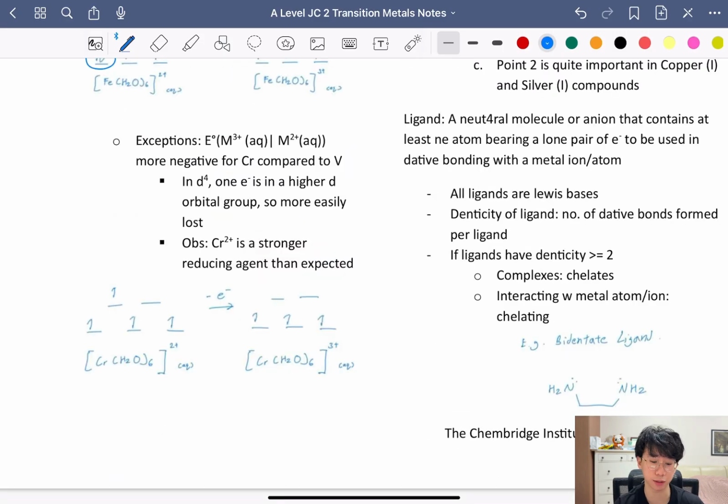There's also another exception where the E0 value is actually more negative for Cr compared to V. Now this is because in d4, one electron is in a higher d orbital group, so it's more easily lost. And the observation is that Cr2+ is therefore a stronger reducing agent than expected. So if you look at the diagram over here, you realize that this electron that I've circled is of a higher energy level and therefore is more easily lost compared to the electron in vanadium. And therefore, chromium tends to be a stronger reducing agent in the 2+ oxidation state.